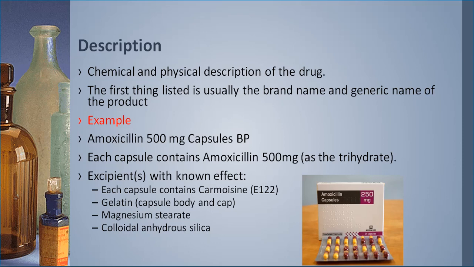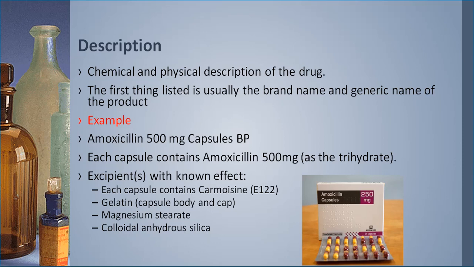when you remove the literature, you can see it written: each capsule contains amoxicillin 500 milligram as the trihydrate. So this one, they are telling us the chemical component of the medicine. They've also even added the excipients to it. And they are saying that for what you are seeing, it contains excipients like the colorant E122, gelatin capsule body and cap. Okay, that's what people think is rubber, but it's not rubber. It's what we put the medicine inside. Then it has magnesium stearate and colloidal anhydrous silica.